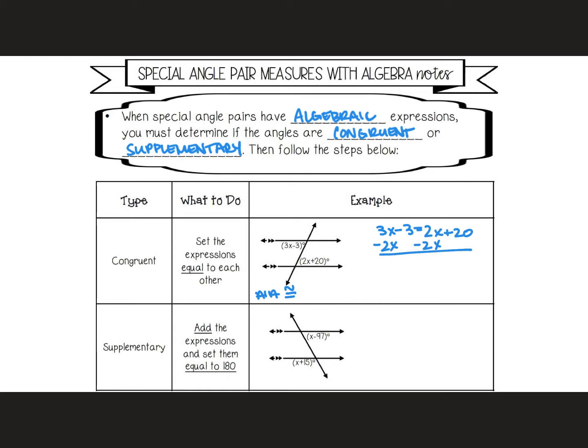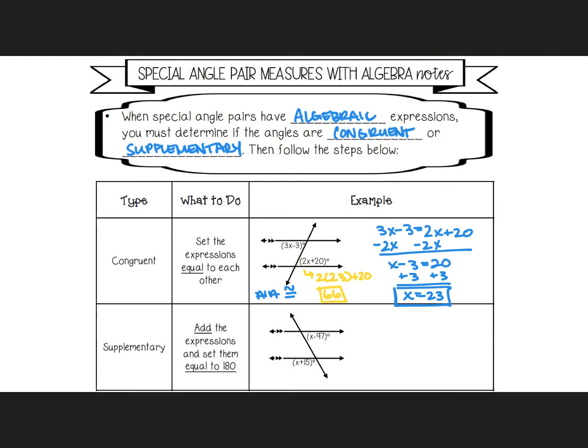And then from here we would just solve the way we would solve any multi-step equation. So this gives me x minus 3 equals 20, and then I'm going to add 3, and we get that x is 23. So that right there just shows you how you would go about solving for x. Now I can make sure that my answer makes sense if I go ahead and plug the 23 in. So like right here, this would be 2 times 23 plus 20. So 2 times 23 is 46. 46 plus 20 is 66 degrees.